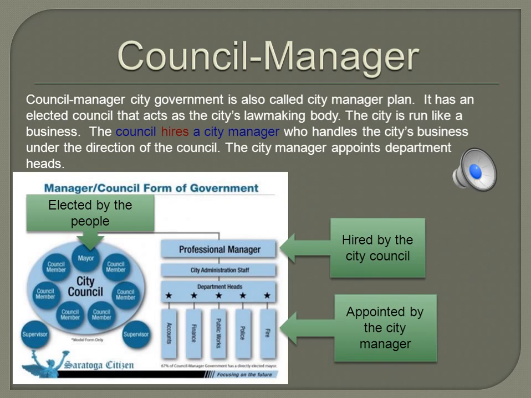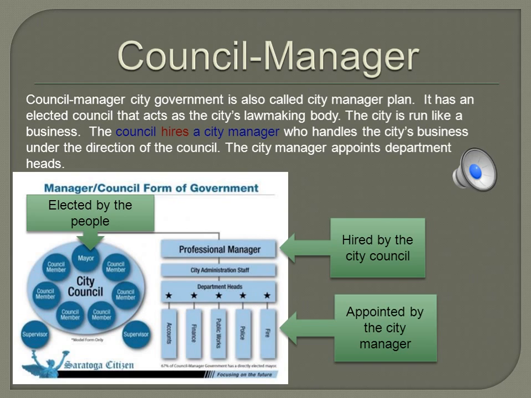Okay, now we're on to council manager. This is run more like a business. So this is the third version of city government. And they also call it the city manager plan. I lived in a town that had this, and usually it has an elected council that acts as the city's lawmaking body. So there's a number of people, maybe 6, maybe more.